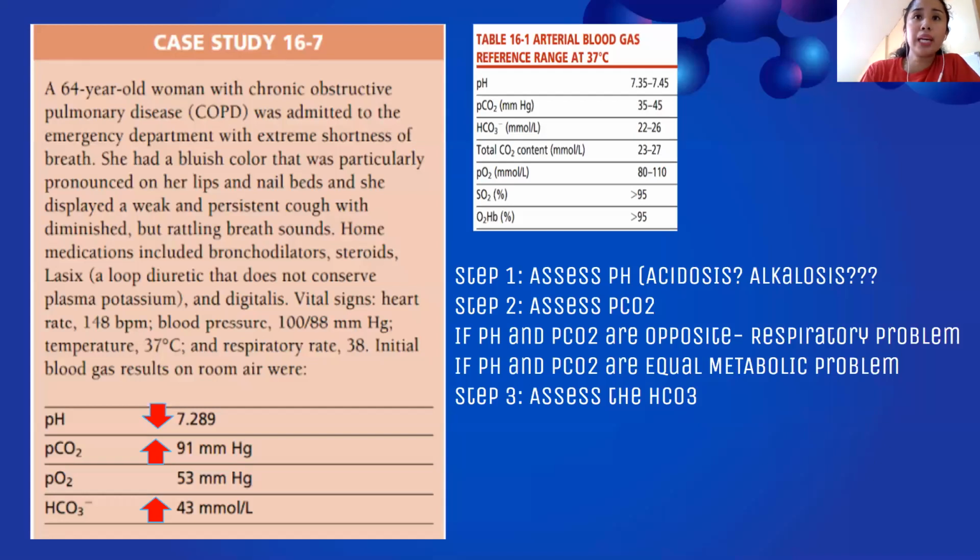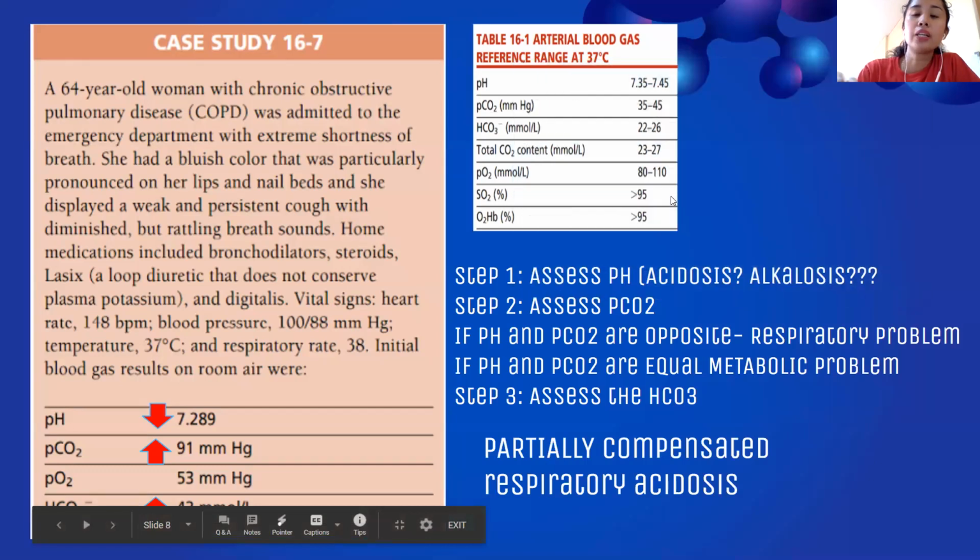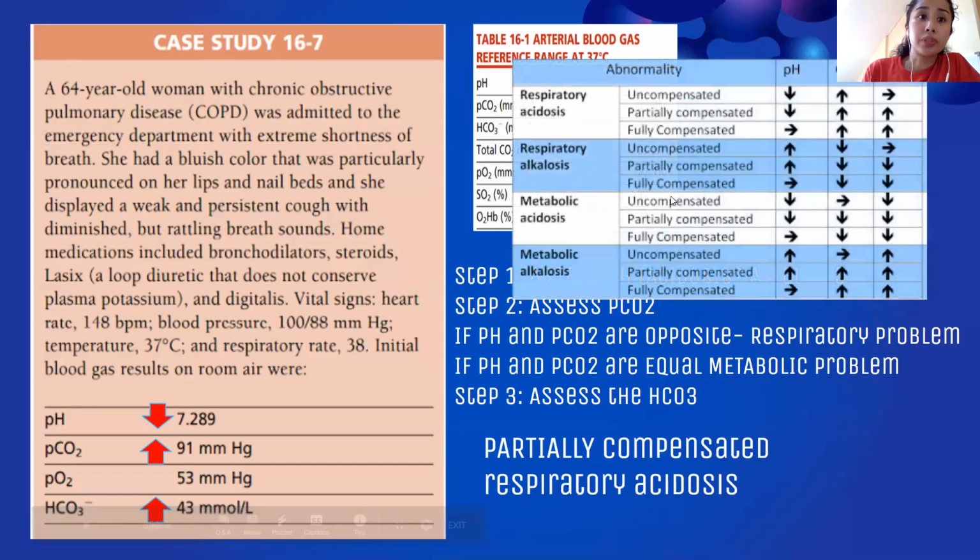Okay, we're back, guys. So, here we have partially, saan na yun? Partially compensated respiratory acidosis. Why, ma'am? Kung uncompensated respiratory acidosis to class, normal yung bicarbonate. Kung partially compensated respiratory acidosis, mataas ang bicarbonate. So class, kung fully compensated respiratory acidosis, normal yung pH. Okay, class? So here, the best answer, guys, is partially compensated respiratory acidosis.